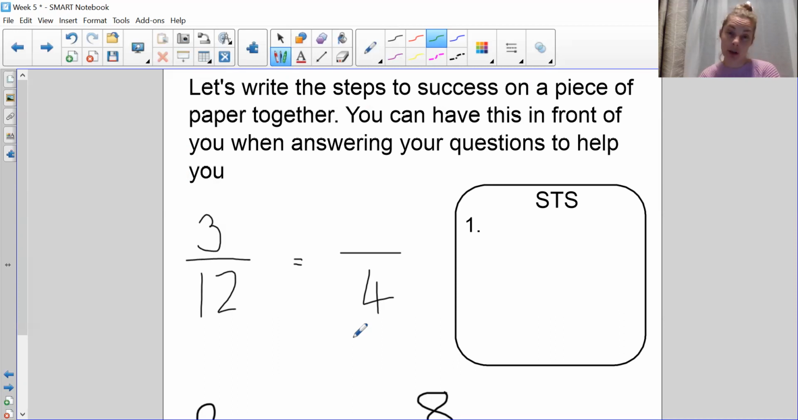So good luck to those children who are going to log on to Teams now. And for the rest of you, let's quickly go over a few more just so that you can be 100% secure and happy with your equivalent fractions.